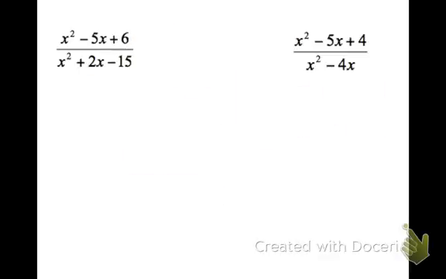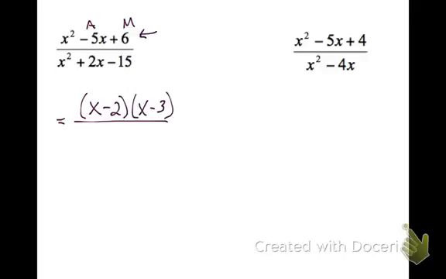Okay, now with these two problems, we're going to have to factor the quadratics and then simplify from there. So, with the numerator of this first problem, I want to find out what multiplies to 6 and adds to negative 5. So that's going to be negative 2 and negative 3. So I have x minus 2 and x minus 3. And for the bottom one, I want to know what multiplies to negative 15 and adds to 2. That would be 5 and negative 3, so x plus 5 and x minus 3.